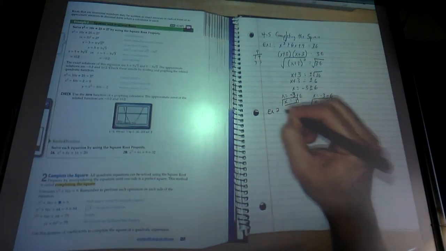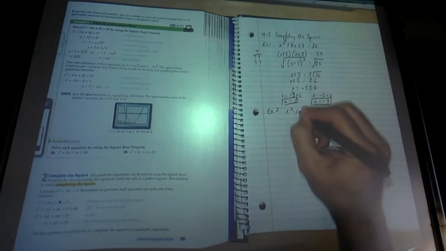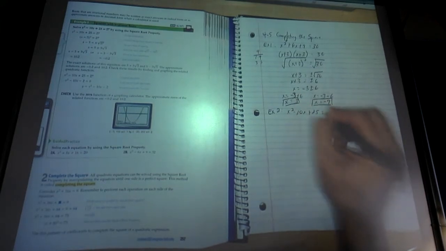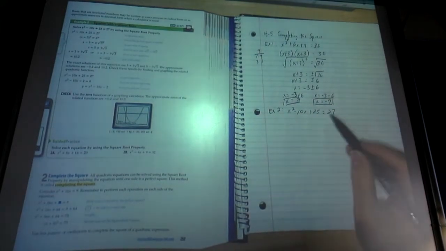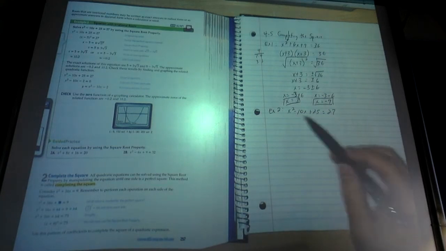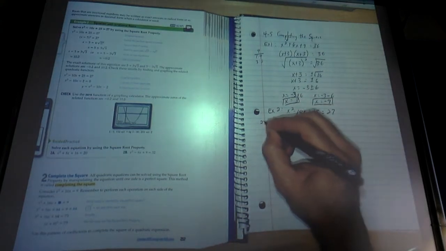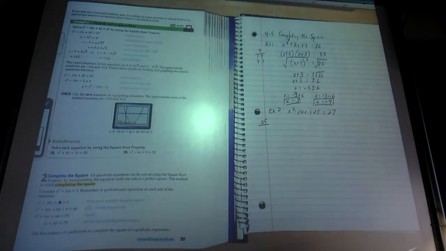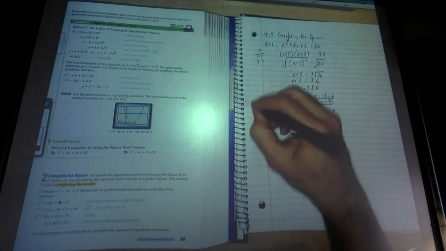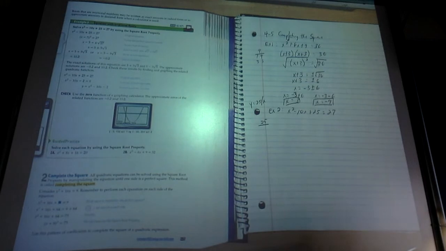So I got example 2, and it says x squared minus 10x plus 25 equals 27. Now 27 is not a perfect square, but 25 is, and I'm going to see if I've got factors of 25 that can get negative 10. Remember, if you struggle with this, go on the calculator, do y equals 25 divided by x.